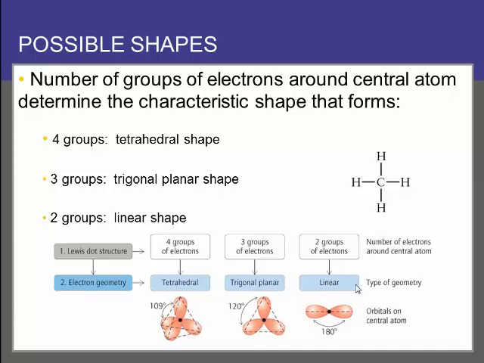and 2 groups of electrons leads us to a linear electron geometry. So the first step, Lewis dot structure, determine how many groups of electrons we have. If there's 4, we have tetrahedral electron geometry, 3 trigonal planar electron geometry. Notice the bond angles on trigonal planar are 120 degrees. So we have essentially a triangle denoted by the 3 electron groups. If there are 2 groups of electrons in our Lewis dot structure, we have a linear electron geometry where the 2 groups are 180 degrees from each other.